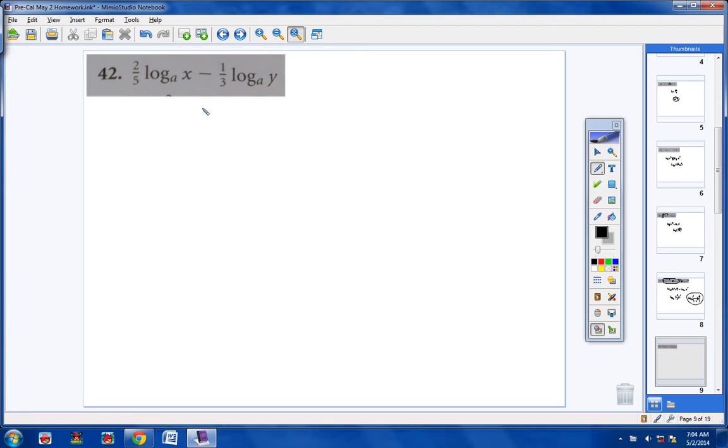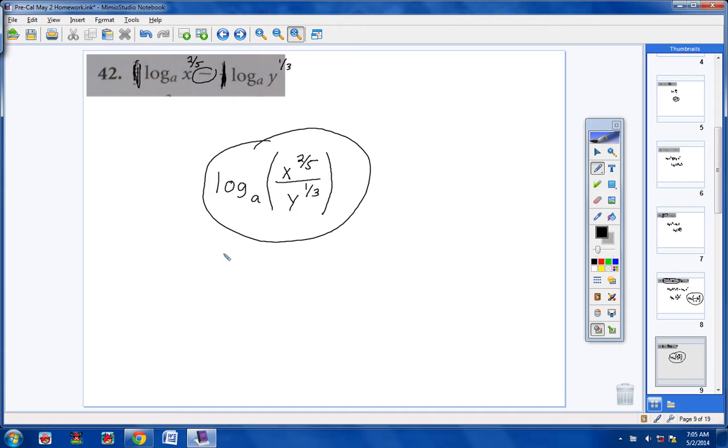Okay, number 42. Let's take this 2/5, let's cross it off, and let's move it right here as a power. And let's take this 1/3, cross it off, and move it right here as a power. Okay, notice I have like bases, so I'm going to write log base a one time. Notice my two logarithms are being subtracted, so my argument would be x to the 2/5 power divided by y to the 1/3 power. Okay, and that is your total argument. I personally would put parentheses around it, and there's your answer. You cannot simplify that any further. Number 43.